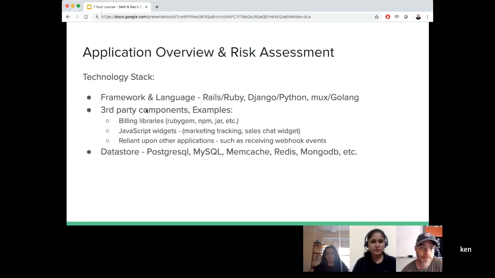So that's an obvious one, but what's maybe sometimes less obvious is third-party components. For instance, is it using something like Zuora or Braintree or Stripe for billing? Is it using marketing widgets, which might impact your CSP? Hopefully the application has a CSP, but if one of your recommendations is that you don't have a CSP and you should definitely have one, then you obviously need to know, warning ahead, these are going to be some things that are impacted by that. Here are some alternative solutions to do them safely.